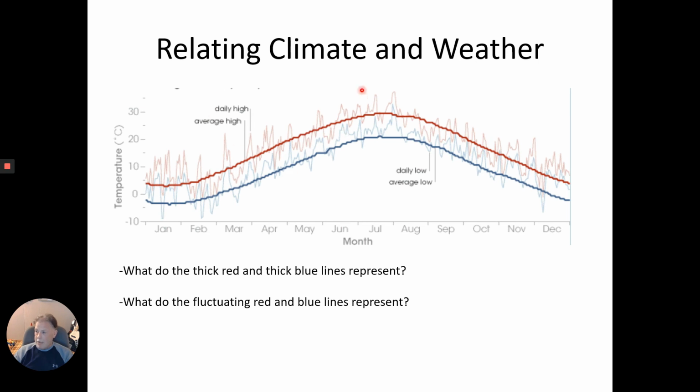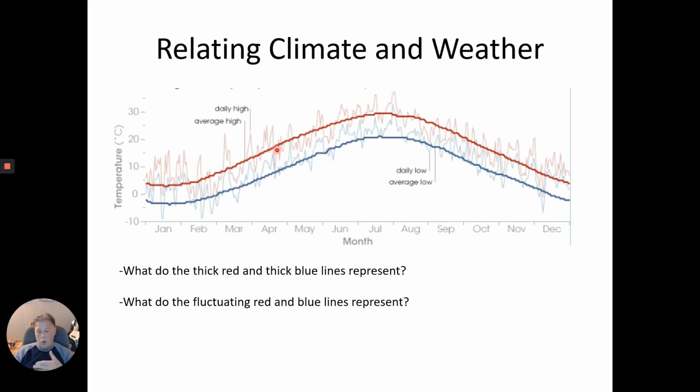Now, here's a graph that relates the climate and weather. What do you see on the x-axis? Correct, you see months. What do you see on the y-axis? Temperature. And if you take a look, what's the general trend of the lines going from January to July? And then what's the trend going from July to December? Besides the thick red and blue lines, we have these fluctuating lines going up and down right here, and they say daily high and average high. So by looking at all the lines on this graph, what do you think the red and blue lines represent? And what do the fluctuating red and blue lines represent?